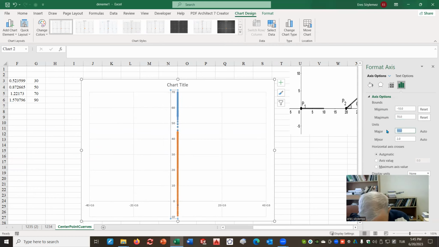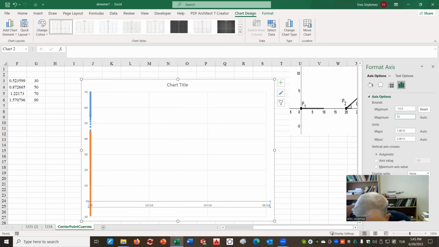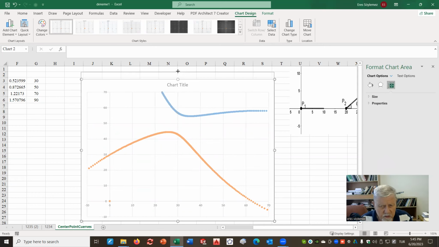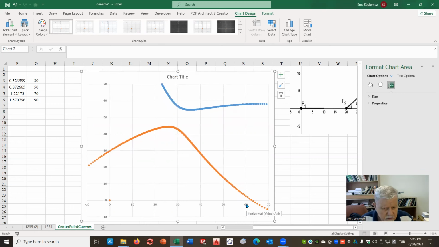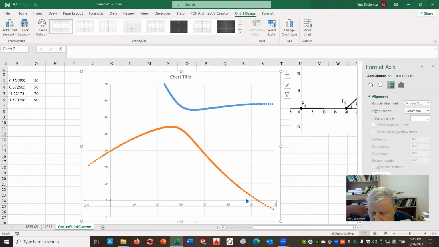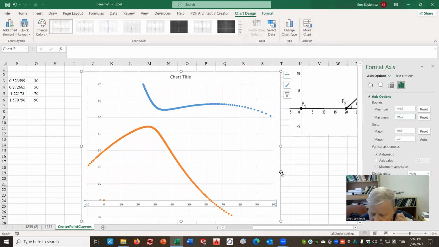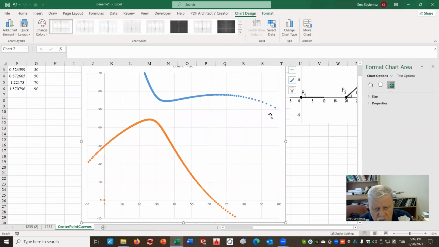Of course, you can change these. Minus 10 to 70. This portion is enough. If you want, you can increase the chart, maybe make it 100. Let's see how easy. Okay, I think it's okay. I don't have to go all the way up.